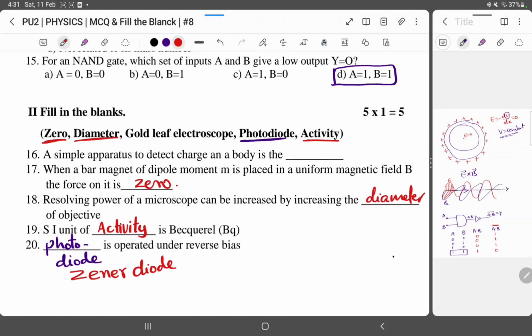A simple apparatus to detect the charge on a body is gold leaf electroscope, or just electroscope.